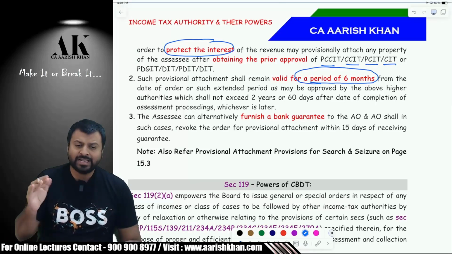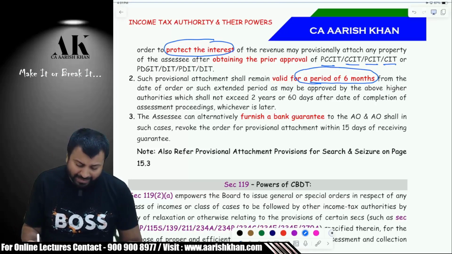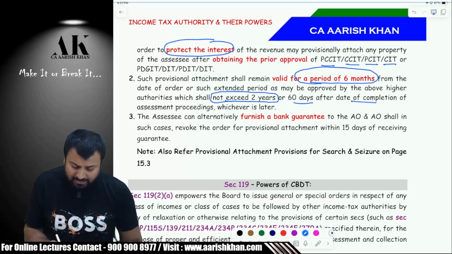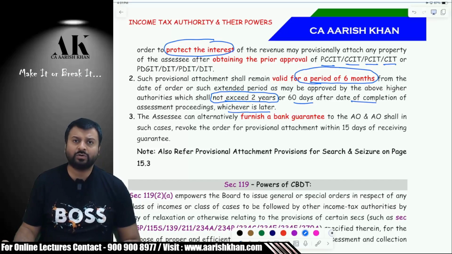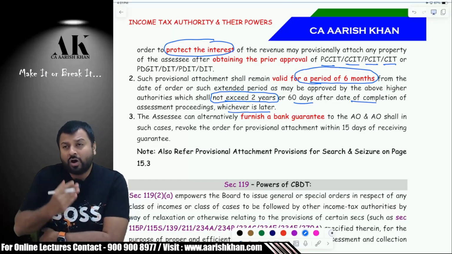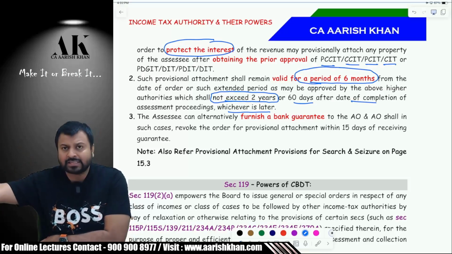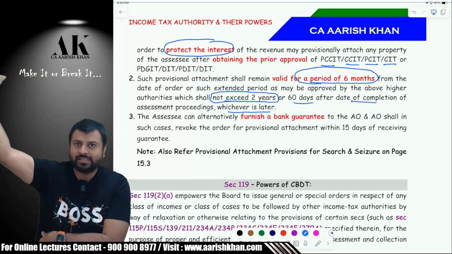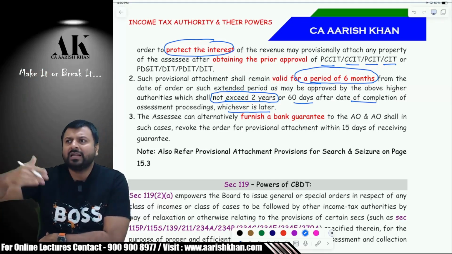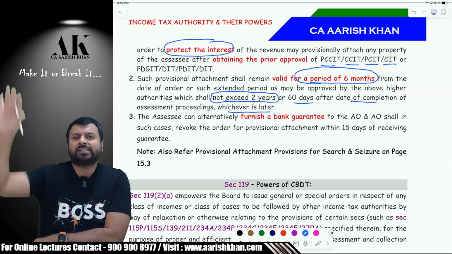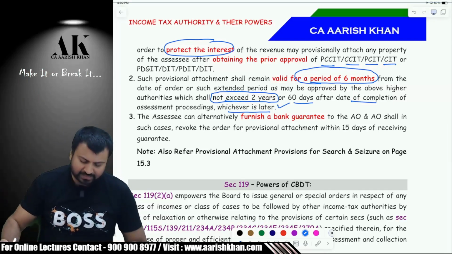Can it be extended? Yes, it can be extended by the higher authority, which shall not exceed 2 years or 60 days after the completion of assessment, whichever is later. So it will be maximum 2 years, or if the assessment is completed later, then within 60 days from the assessment, whichever is later. So if it is 2 years from here, but the assessment is completed after 3 years, then it will be after 3 years plus 60 days, because the law uses the words whichever is later.